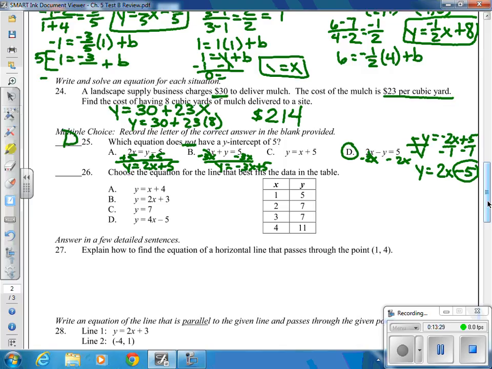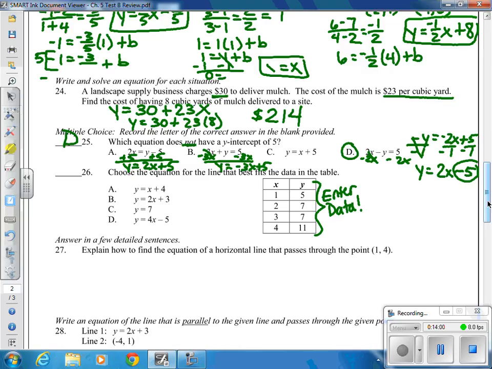For number 26, you are going to need to use your calculator and the linear regression that we did. I don't have the actual calculator on here to show you how to type everything in, but I can remind you of the steps that you would use to do this. Very first thing you would want to do is enter all of these data values in the calculator. So you have to enter the data.